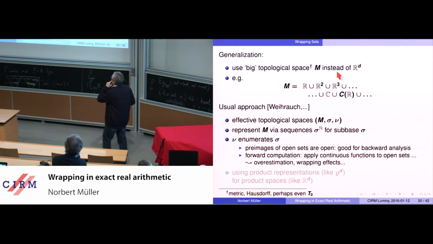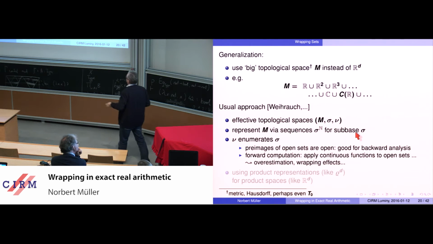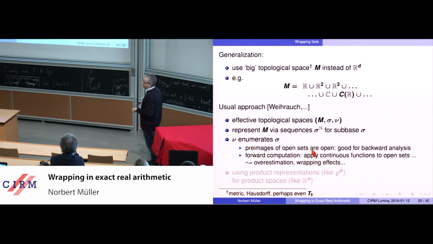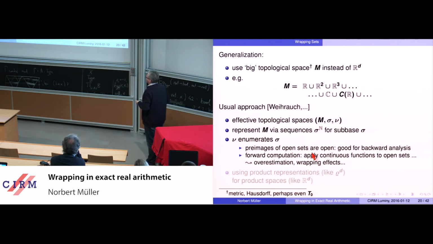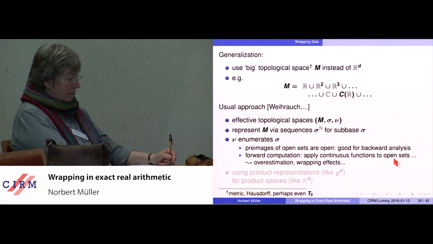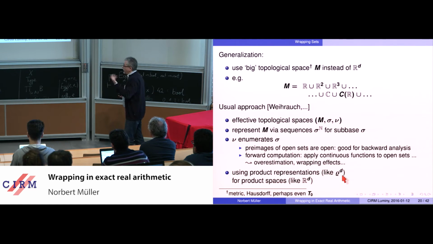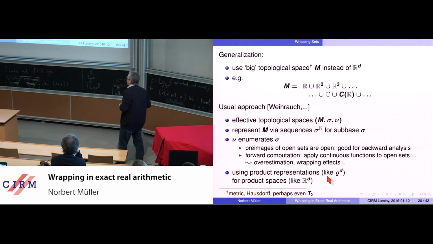So the usual approach to such topological spaces would be effective topological spaces. We have the space, we have a subbase of the set in some topology, and a way of enumerating them. Then we have the sequences there, which means we always are in a similar way with this original Weihrauch approach, going from open sets to open sets, which is nice because the pre-images of open sets are open, but we compute the other way. We compute from something to something, not to the pre-image, but we apply continuous functions to open sets, which is not that good because then we have to overestimate. This would be what Weihrauch's CD would be doing. And if we have product spaces, we use product representations, which means from the single intervals we go to the boxes, more or less.